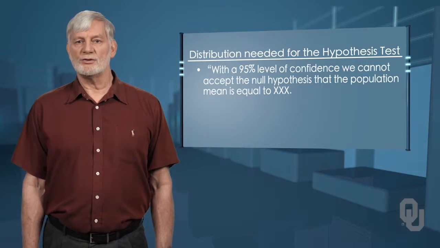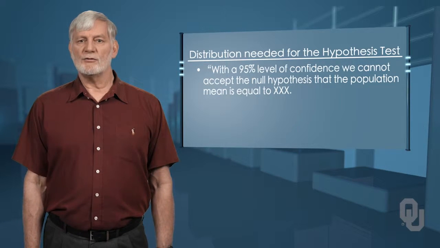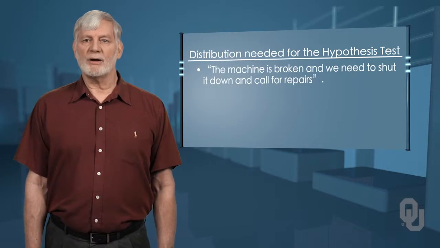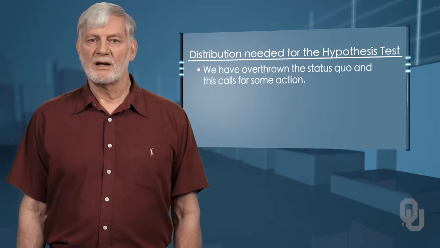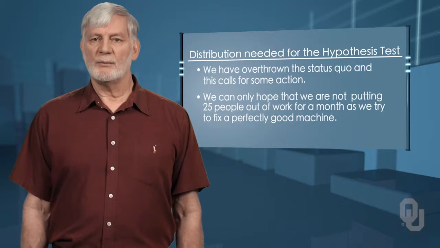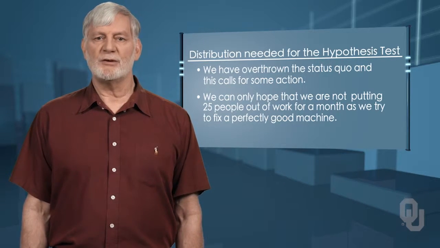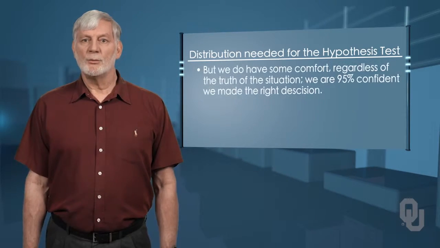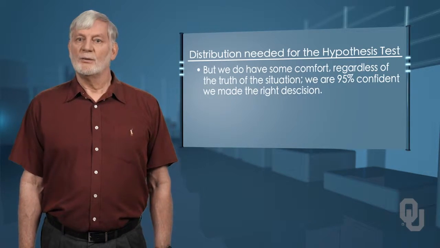If the formal conclusion was that we cannot accept the null hypothesis, then the informal one might be, the machine is broken and we need to shut it down and call for repairs. We have overthrown the status quo, and this calls for some action. We can only hope that we're not putting 25 people out of work for a month as we try to fix a perfectly good machine. But we do have some comfort. Regardless of the truth of the situation, we are 95% confident we made the right decision.